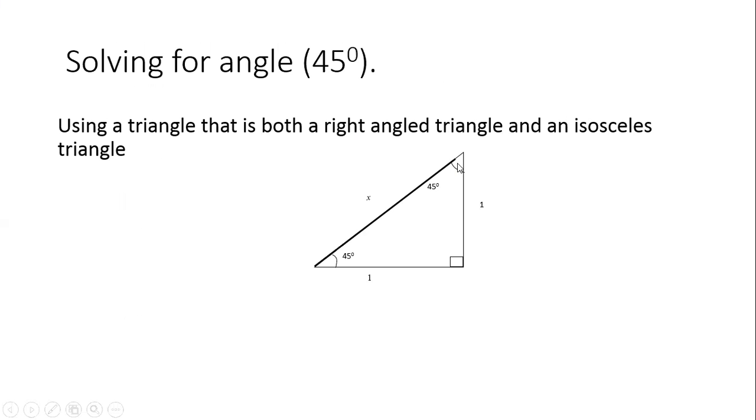Because since the sum of angles in a triangle is 180 degrees and one is 90, the two will be sharing the other 90 equally. That's 45, 45. So there we have 1 and 1. So we have now the hypotenuse as the unknown side, x.